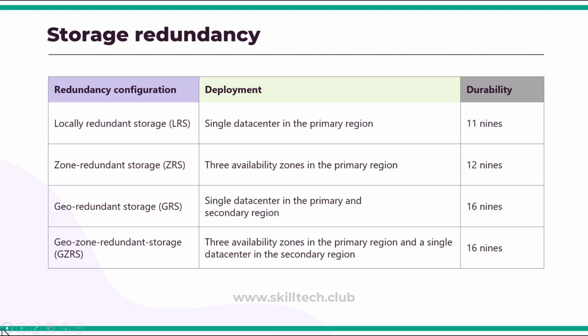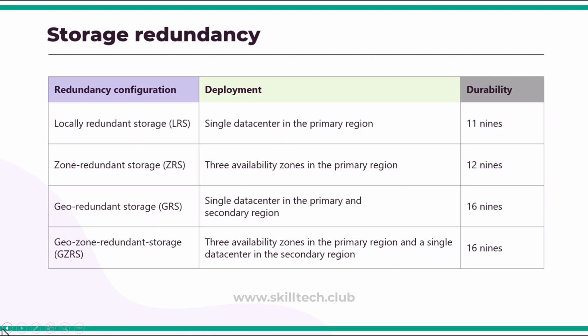So this is going to involve 2 different regions. Obviously these 2 regions are going to be paired regions. So if you choose primary as East US, you already know that the secondary region for that is going to be the paired region of that, which is West US.